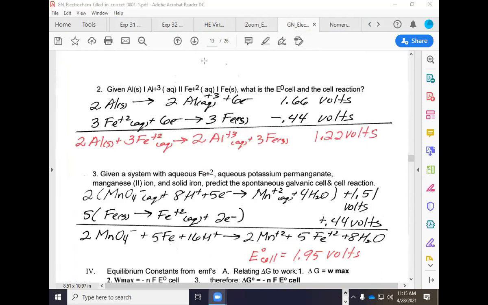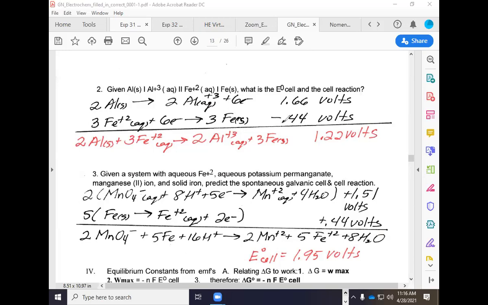Yeah, so are you looking at number 2? Okay, this one is on your table, table 18.1. Fe plus 2 goes to solid iron. So this one got used as is. This one, I multiplied by 3, but I leave the volts alone because it's an intensive property. I used this one as is, and I left it as negative 0.44 volts.